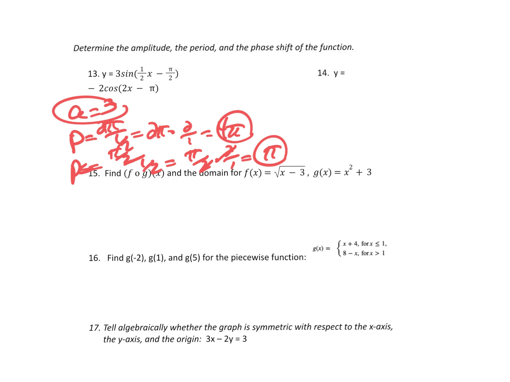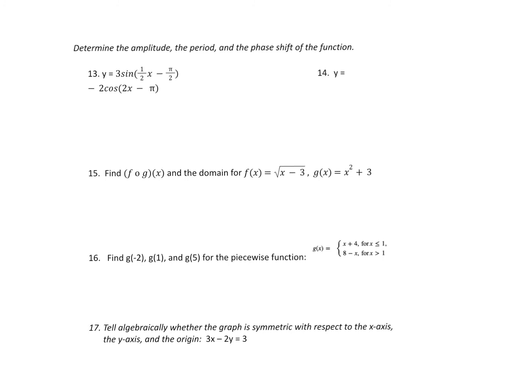14, I'm going to erase down 14 somehow. It didn't copy just right. It's down there at the bottom. That's where 14 is right there. So on 14, the amplitude is 2. Remember, it's got to be positive. The period is 2 pi divided by b. In this case, that's going to be pi. The phase shift is negative c over b, so it's positive pi over 2. And that's all you have to do on that one.